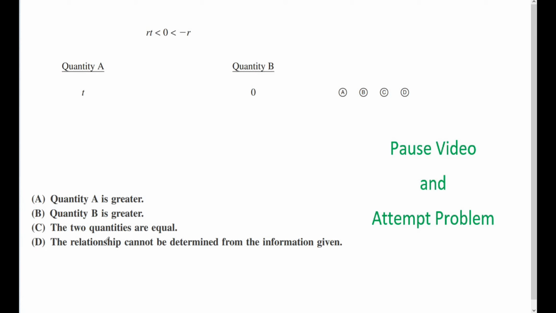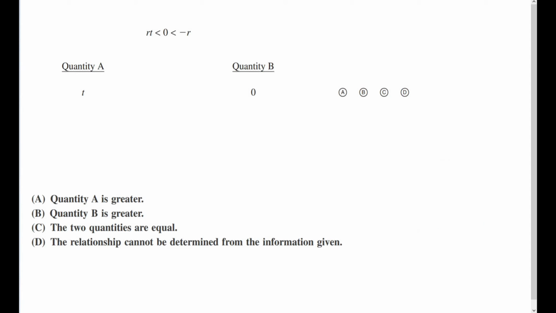Alright, so why don't we give you a couple seconds to try and answer the problem. As you can see, it says pause video and attempt problem. When you're done attempting the problem and you're ready to move on, go ahead and replay the video, and then we will begin.